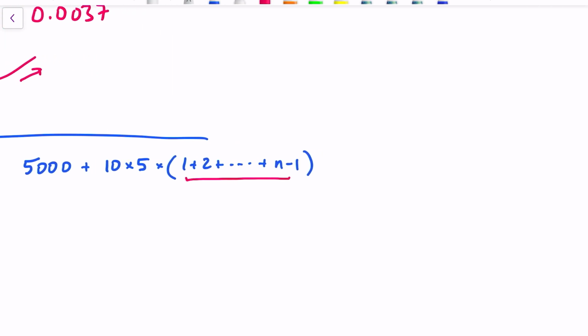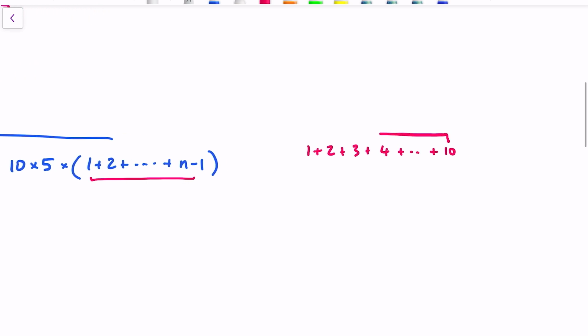Summing up natural numbers is actually quite easy. Let's just look at a specific example. If I was to add up the numbers all the way up to 10, I can pair them up. So I can go 1 plus 10 is 11, and all of the pairs add up to the same amount, and there are 5 pairs. So the answer to that is 55.